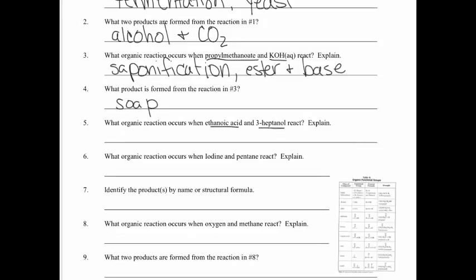Question 5 asks, what organic reaction occurs when ethanoic acid and 3-heptanol react? So we have an organic acid and an alcohol, and if you haven't yet done this in lab, you will, but what you're making is an ester. If you remember from the notes, we said that an ester is a trapped acid, and this is the acid that gets trapped when you connect the heptanol on the other side. So you can justify this because you have an organic acid and an alcohol, and that's when you know you have an ester.